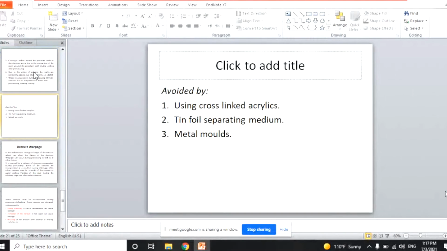How do you avoid the crazing? Number 1, using good quality acrylic resin. Number 2, tinfoil separating medium. Number 3, metal molds, not plastic.